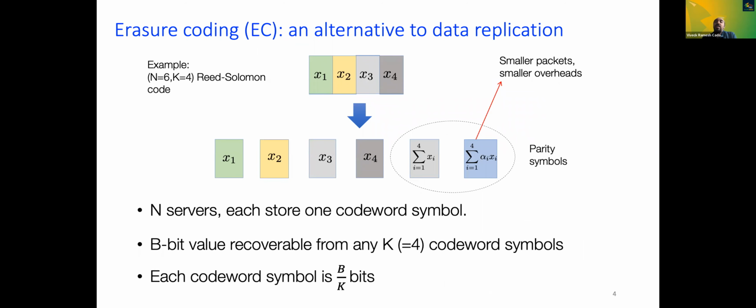Erasure coding is an alternative to replication that can be cost-effective in many cases. In erasure coding, servers don't store entire copies of the data. Instead, they store code word symbols, which may be a partition of the data or a parity symbol.